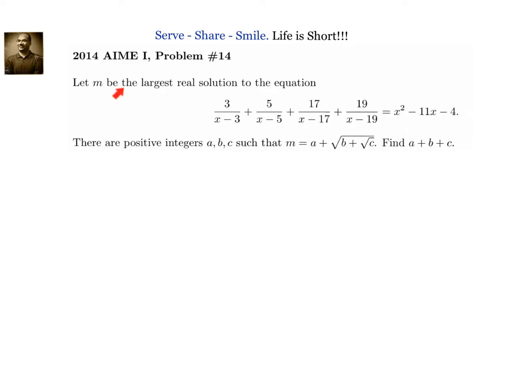Let m be the largest real solution to the equation 3/(x-3) + 5/(x-5) + 17/(x-17) + 19/(x-19) = x^2 - 11x - 4.